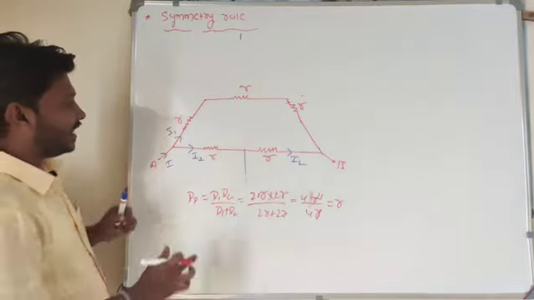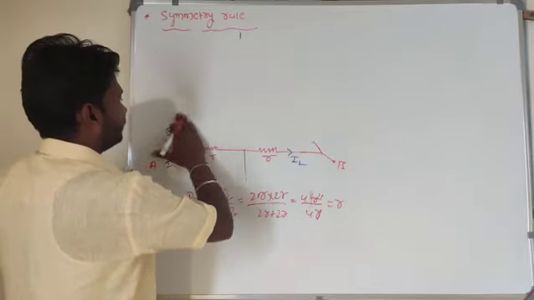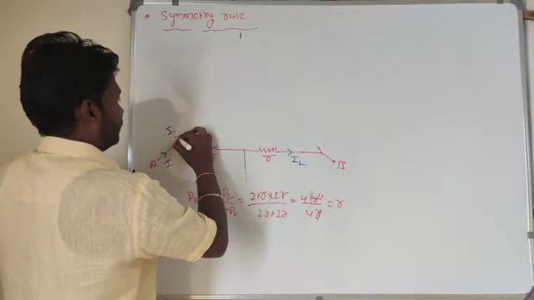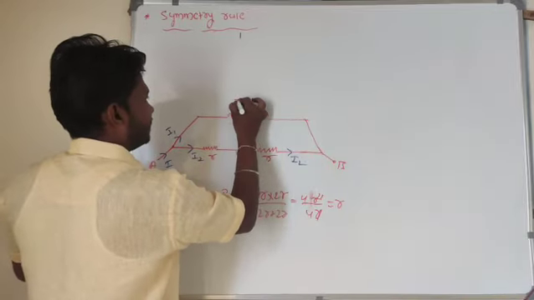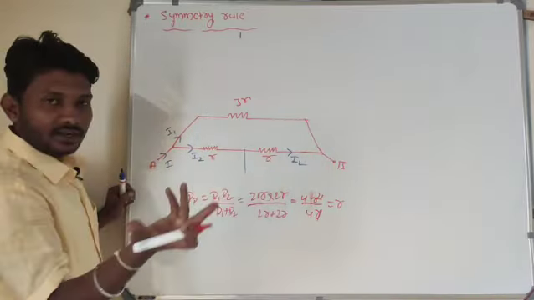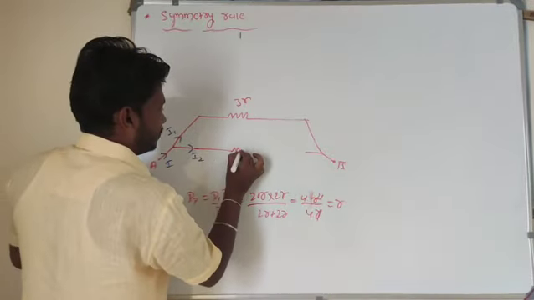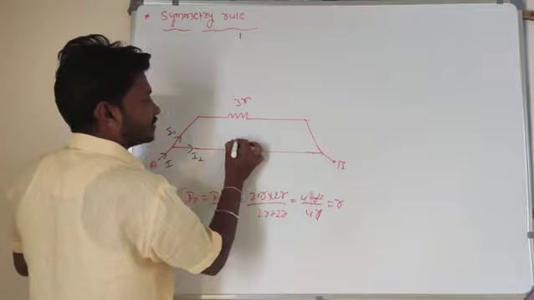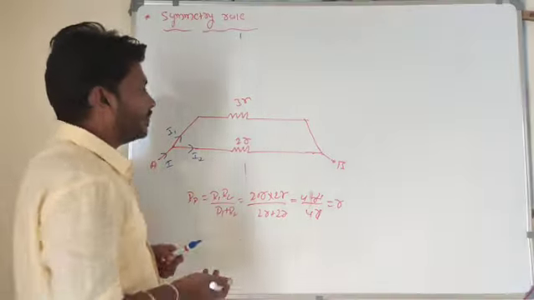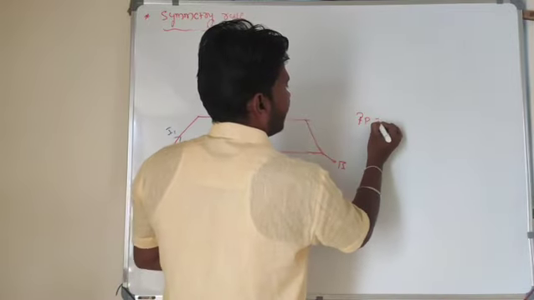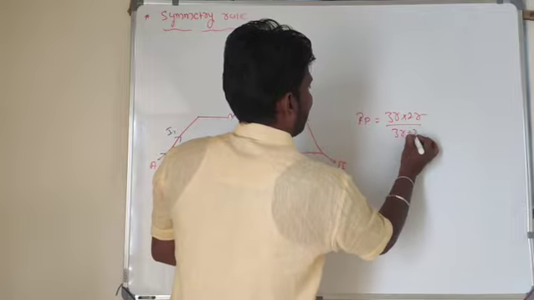Shall I take it as 3R here? Instead of 3 resistors, I will take it as 3R. So this is 3R. These two are in series combination. Shall I take it as 2R here? So R plus R, 2R here. 3R and 2R, what's the nature of combination? That is parallel here. So R of P is equal to 3R into 2R divided by 3R plus 2R.